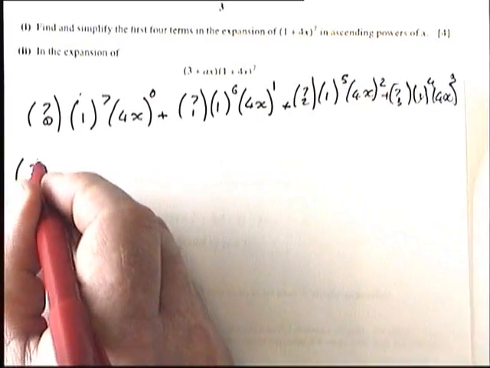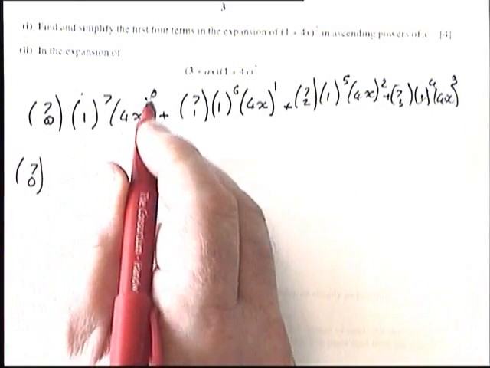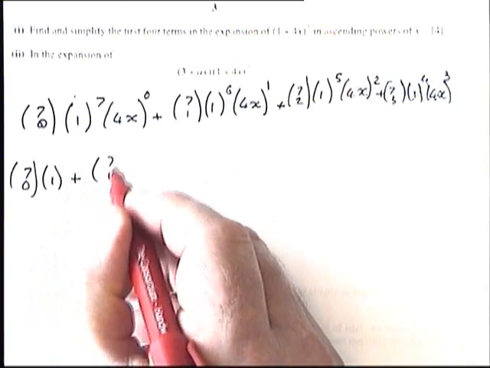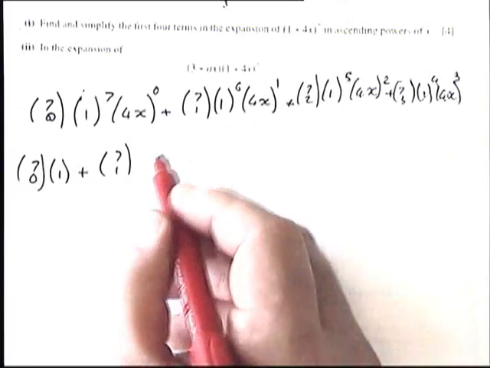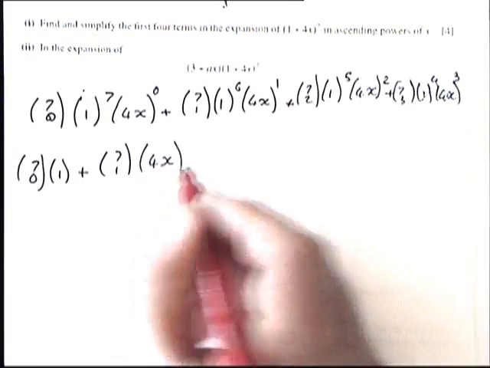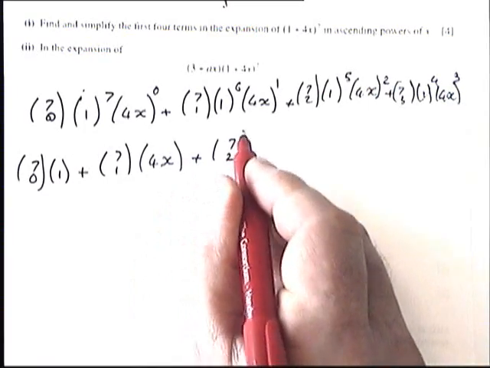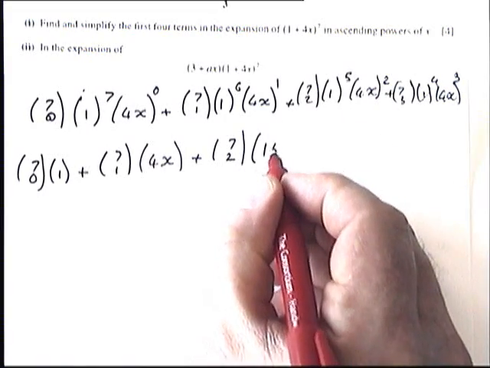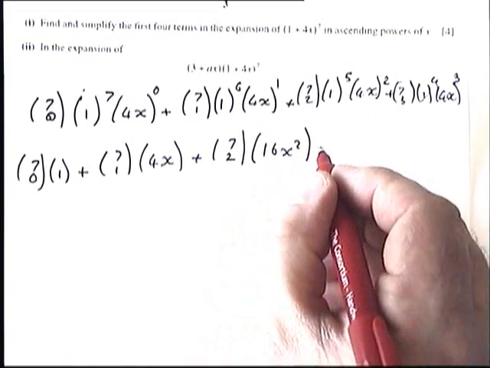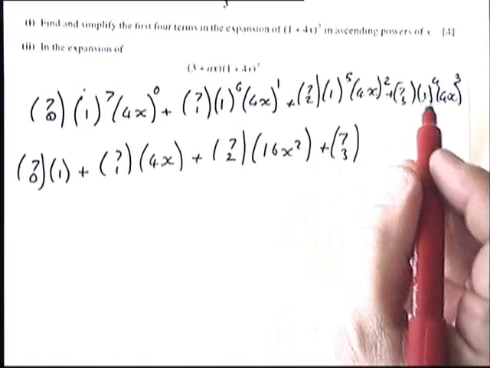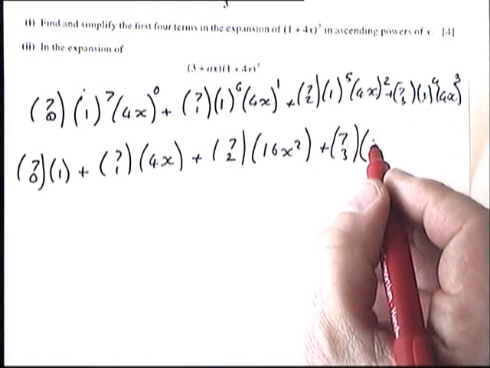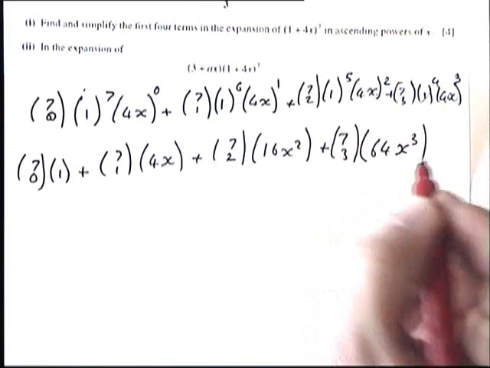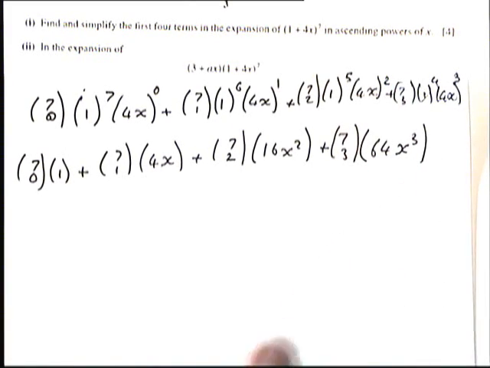And we'll get 7C0. 1 to the power of 7 is 1. 4x to the power of 0 is 1. So it's going to be 1. Plus 7C1. 1 to the 6 is 1, so it's going to be times by 4x. Plus 7C2. Again 1, so let's not bother writing it in. And we're going to get 16x squared, and then 7C3, and 1 to the power of 4 is 1, and we're going to get 64x cubed.